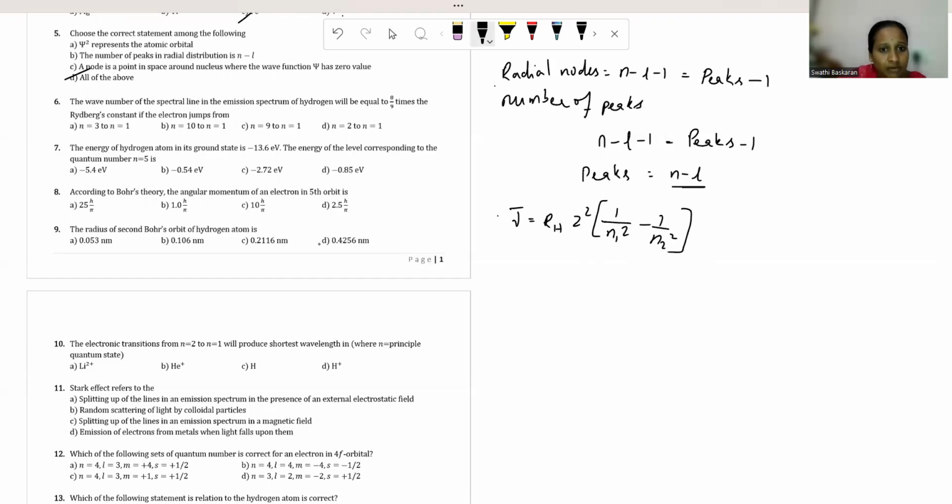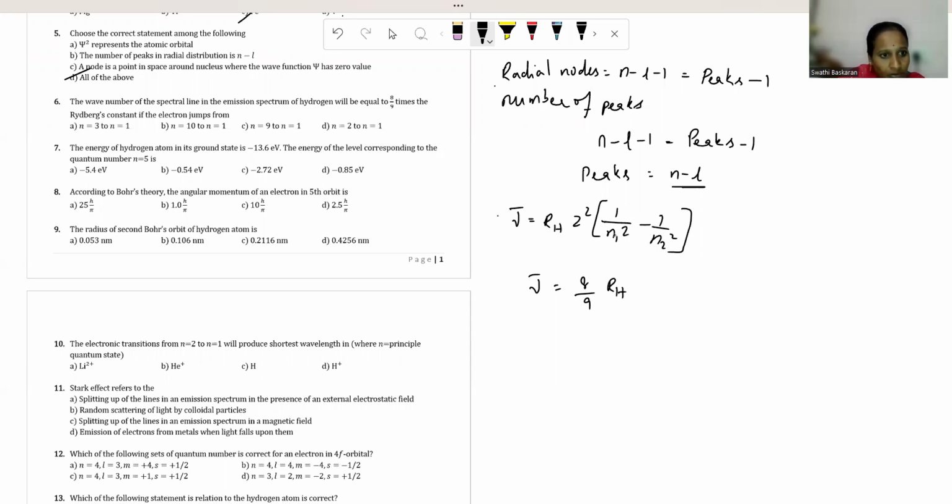Now this question can be solved directly from the options only. Now what are they saying? They are saying that the wave number, that is nu bar, is equal to 8 by 9 times the Rydberg constant. When do you get this 8 by 9? Assuming n is equal to 3, which means that if the transition is happening from the third energy level to the first energy level, then there will be the possibility of formation of 8 by 9 RH. That is what they are asking.